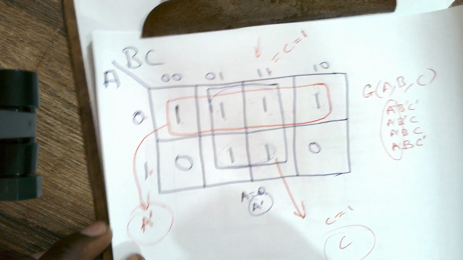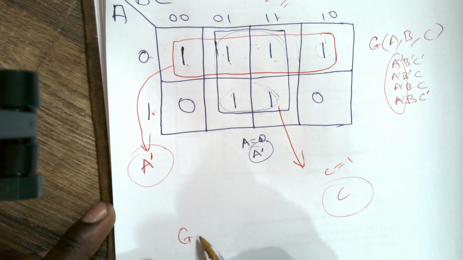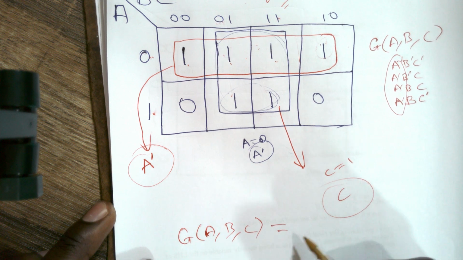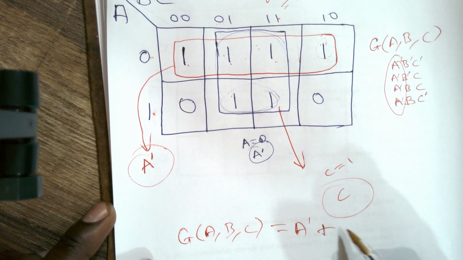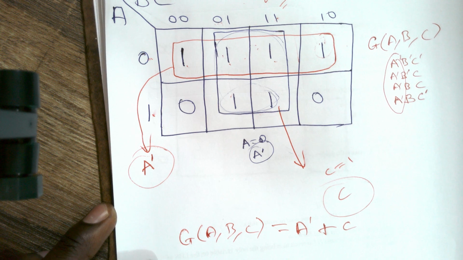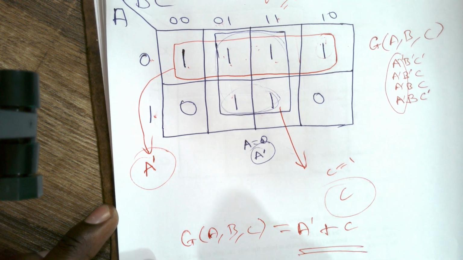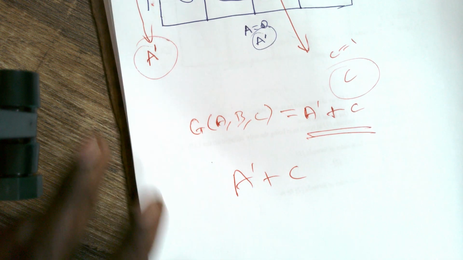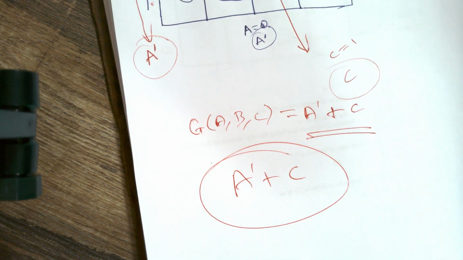So the expressions for this circle and this square are these expressions. So therefore, the sum of product expression for G of A, B, C is equal to A prime plus C. Right? And that's the expression. A prime plus C is the sum of product expression.